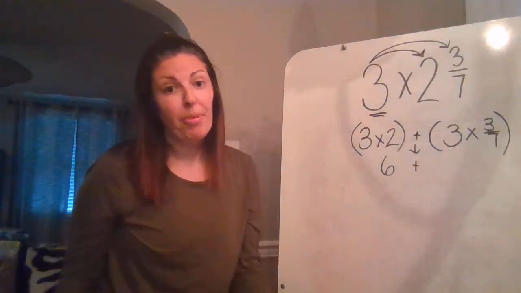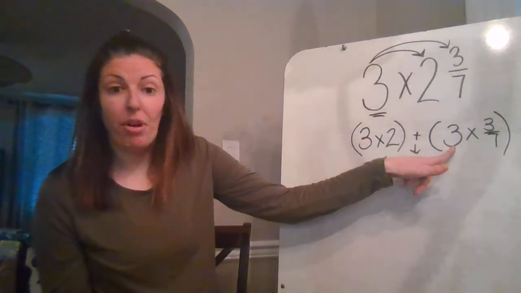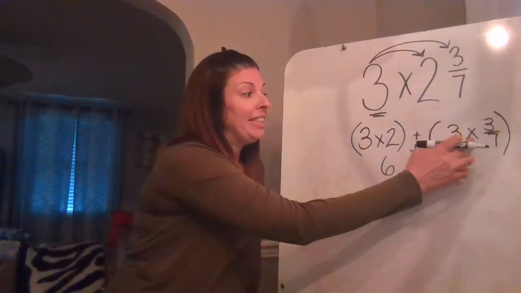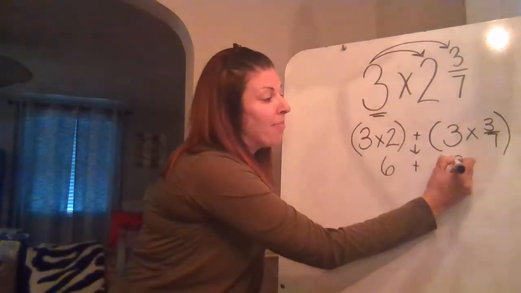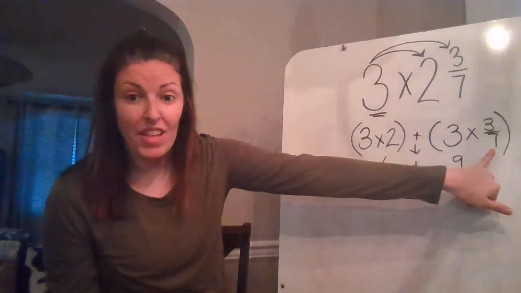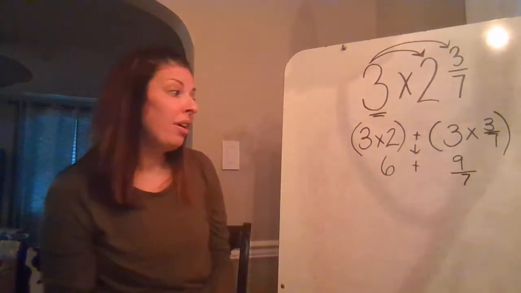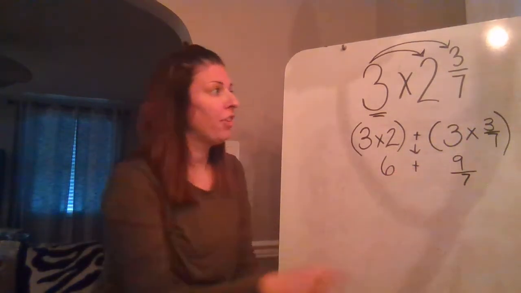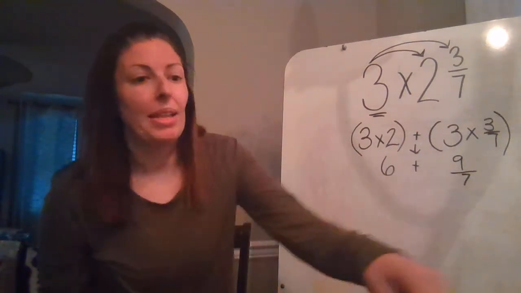And for those of us who remember, and if you don't, that's okay, we're going to go over it really quickly. We take our whole number, our 3, times our numerator, which is 3. So 3 times 3 is 9. That's correct. That becomes our new numerator. And our denominator is 7 because our denominator stays the same. So right now, my problem is 6 plus 9/7 to figure out what my product, or my answer, is to my original problem. But let me get a different color.